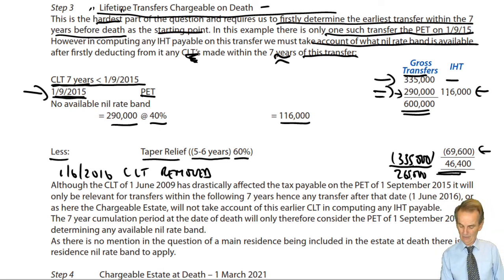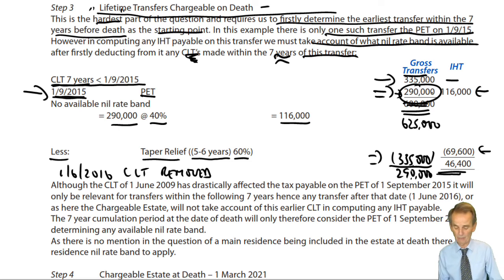No, that can't be right. 335, 290. Ah, now I see there. 335 and 290 is not 600. I always tell you to check my calculations. So that figure there would have been, let's get rid of that, that would have been £625,000, take away 335, that's 290. It had to be that 290 because other than the 335, it's the only transfer made within the 7 years of the date of death.